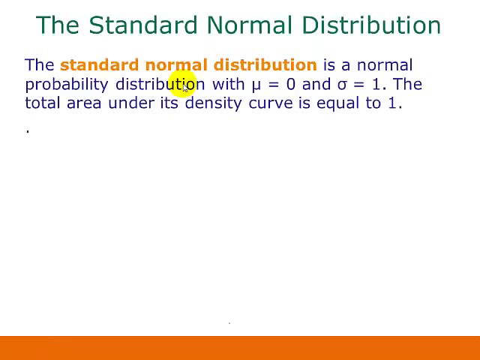Standard normal distribution is a normal probability distribution with the mean mu equal to 0 and the standard deviation sigma equal to 1. The total area under its density curve is equal to 1. And again, that's true for any continuous probability distribution.